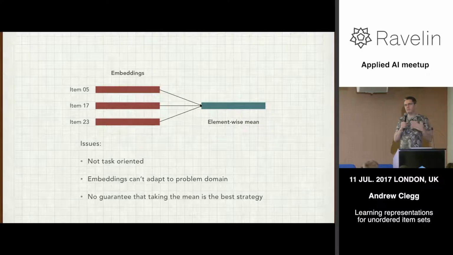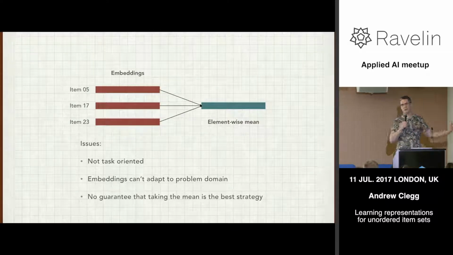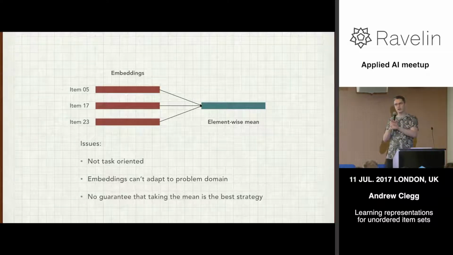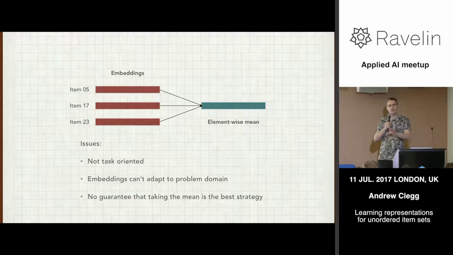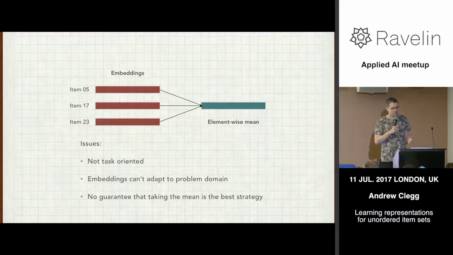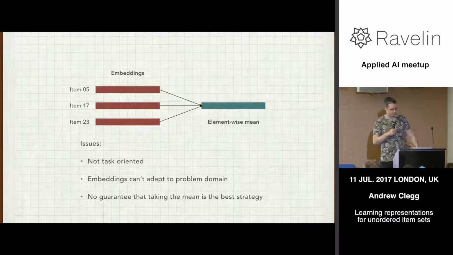But there's a limit to how well these things do. They're not very task-oriented. The embeddings don't adapt to the problem domain because you've already trained them offline in an unsupervised manner, and now you're trying to use those embeddings to solve a different task other than the task they were trained on. So taking the mean of those embeddings may not always be the most useful strategy for the classification task at hand or the regression or whatever you're doing.